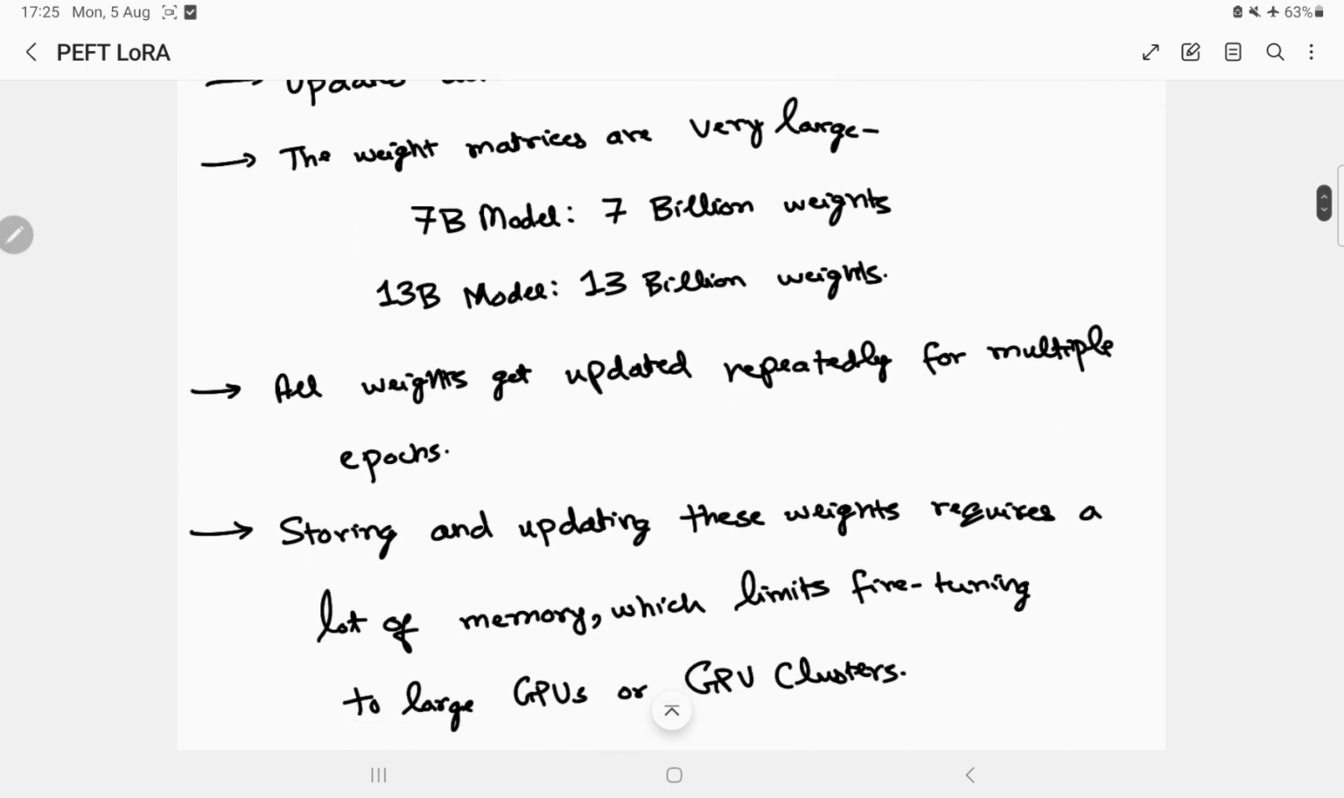Now all the weights get updated repeatedly for multiple epochs, and that is where the problem is, because if you have so many parameters or weights in your particular model, updating each and every layer and doing a complete parameter fine tuning across all the layers can be very much computationally expensive, and it can also be expensive in terms of a dollar value, because you would have to have higher GPU RAM instances and you would have to run them for multiple hours, and that would just rack up your infra costs, right? So storing and updating these weights require a lot of memory, which limits fine tuning to large GPUs or even GPU clusters if your model is really large.